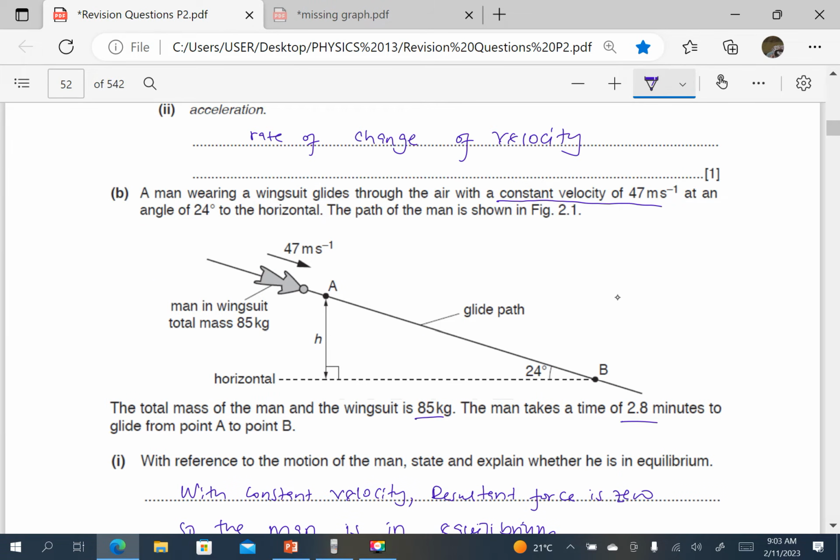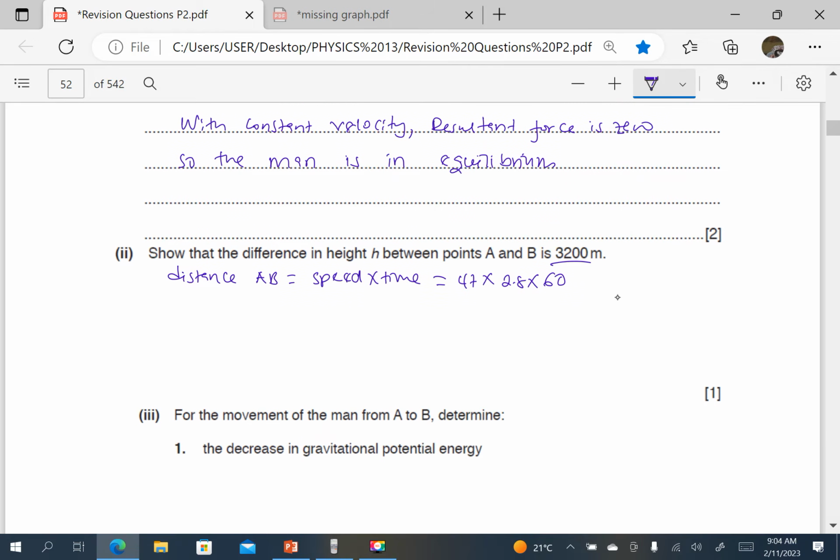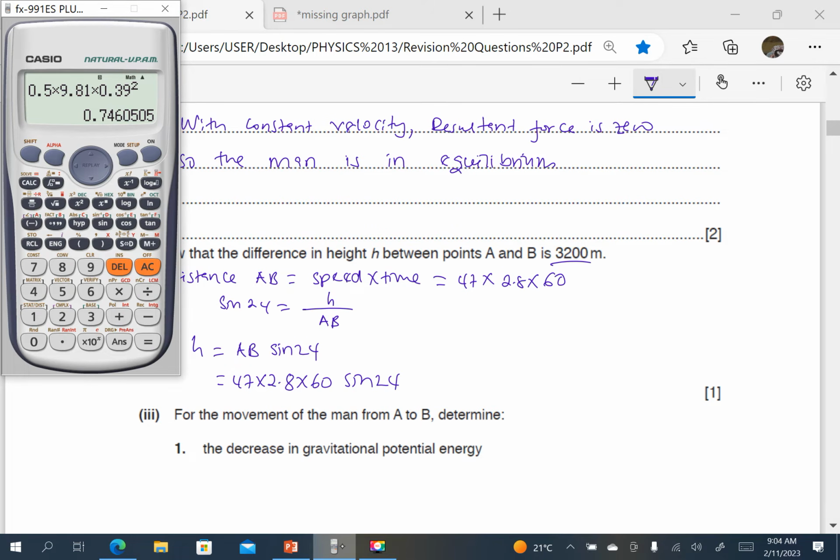So we now know distance AB, and we want h. h is the opposite, distance AB is the hypotenuse. So we shall use sine. Sine of 24 is equal to the opposite over the length AB. So sine 24 is equal to the opposite, which is h, over the distance AB, which means that h is equal to the distance AB times sine 24, which is 47 times 2.8 times 60 times sine of 24. So let's check.